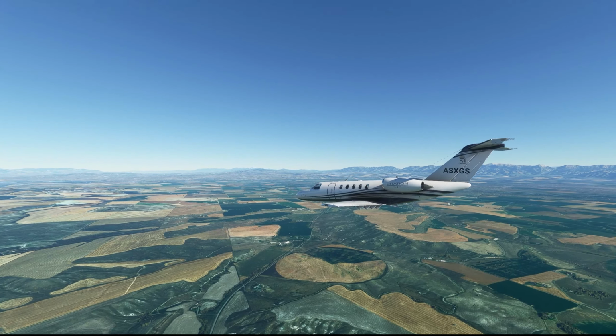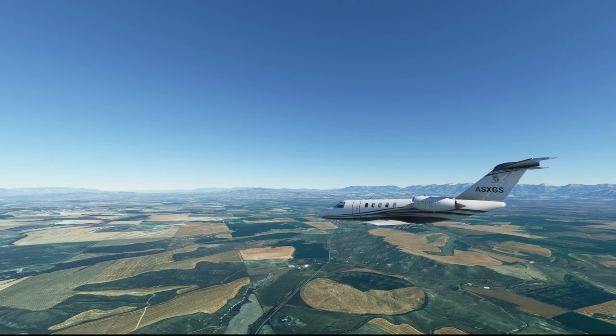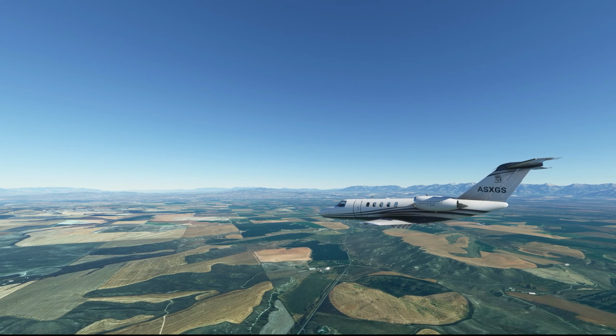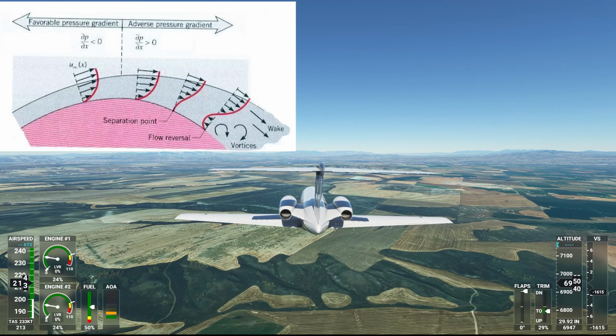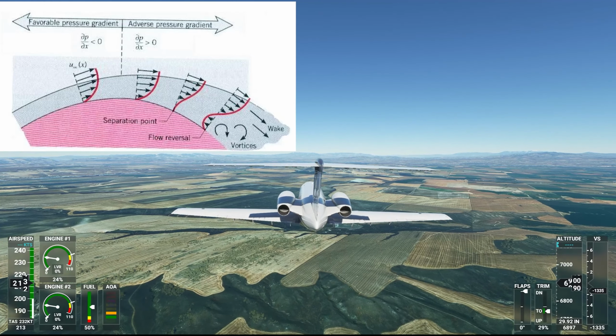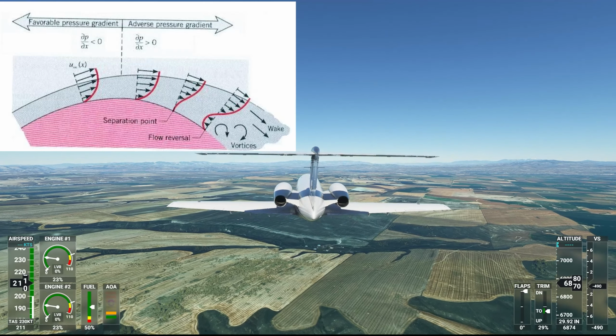This decreased lift is caused by flow separation, which is caused by an adverse pressure gradient causing vortices and turbulence due to a negative velocity profile near the boundary layer. This is caused by the velocity reaching a maximum near the top of the airfoil.